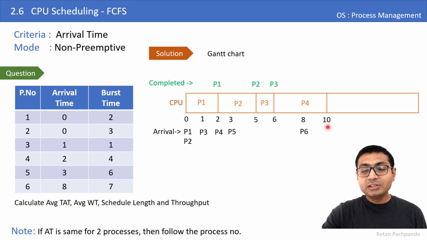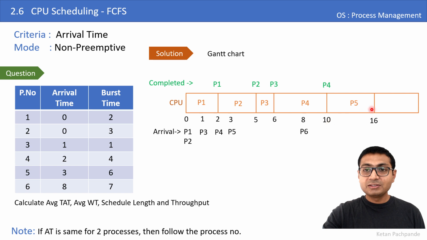And while it is doing the execution, at time t equal to 8, process P6 is arriving. So at time t equal to 10, P4 will complete, and at time t equal to 10, we have to make a decision which process will be scheduled next. So the next one after P4, P5 has arrived. So I have scheduled P5 here, whose burst time is 6.